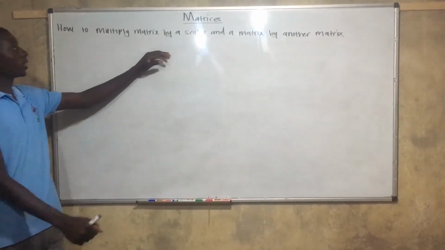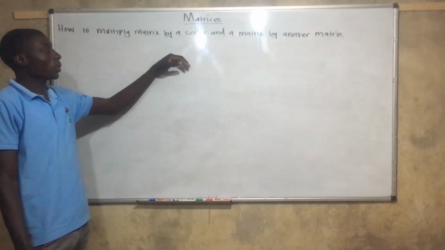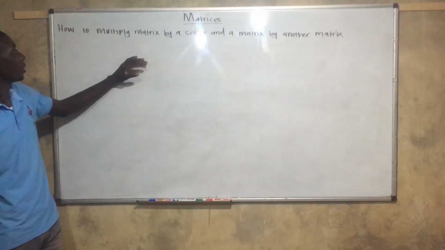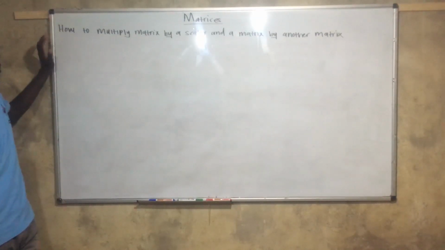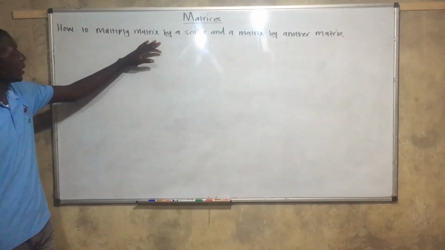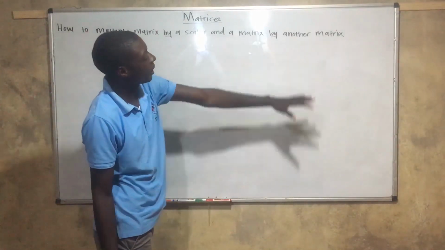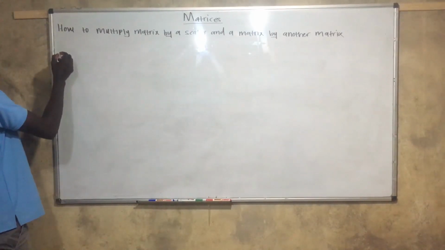Okay guys, we continue. Last time when we looked at the matrices, we looked at how to add and subtract matrices. So today we are going to look at multiplication, on how to multiply a matrix by a scalar and a matrix by another matrix. So we'll first look at what a scalar is.